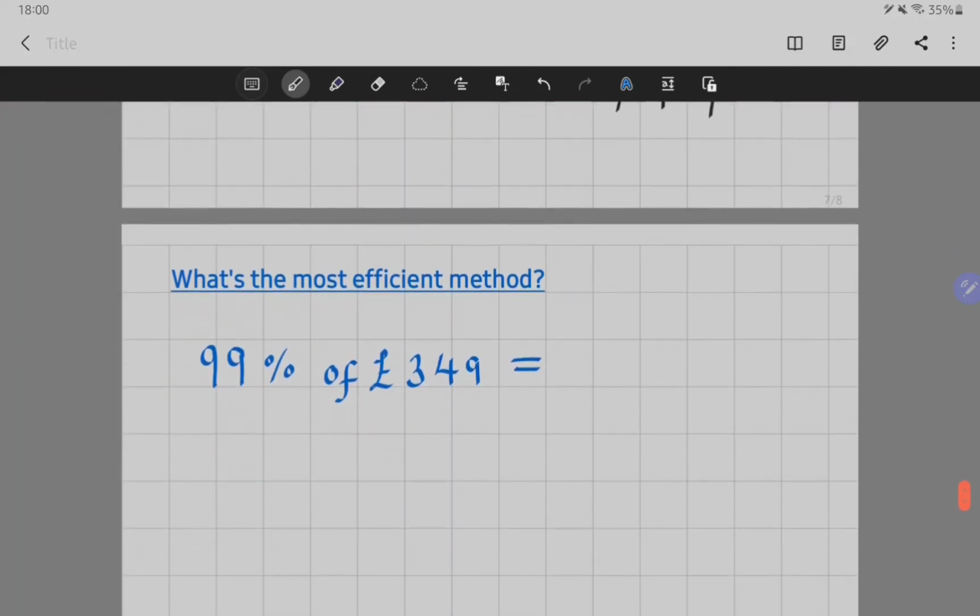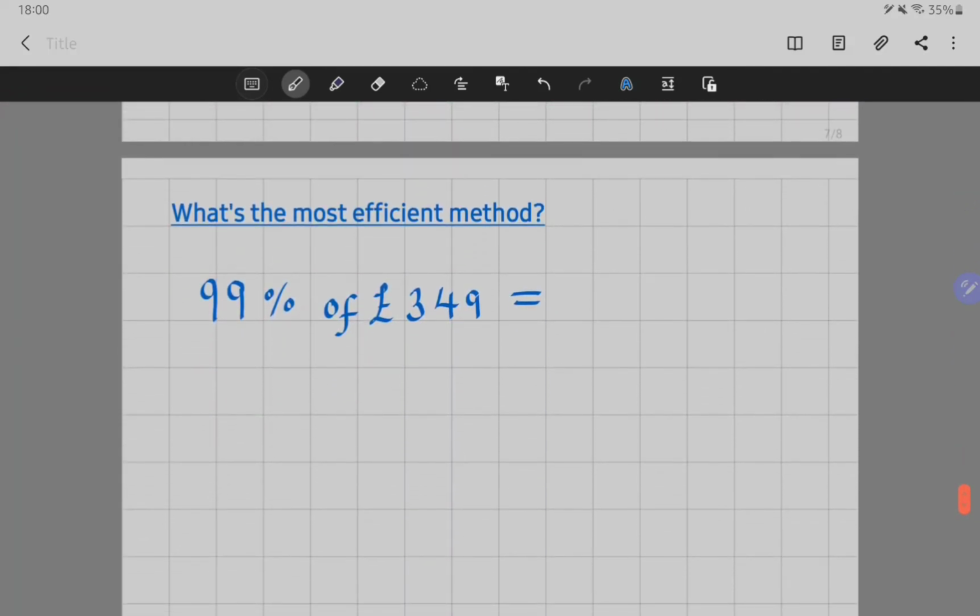Final challenge then, for those out there that have maybe come back for a second attempt, or even third attempt, if you've practiced this over a few days. Okay, 99% of 349. And it says at the top, what's the most efficient method? Okay, so I want you to think really carefully about that before you have a go yourself. Did you figure out the most efficient method?